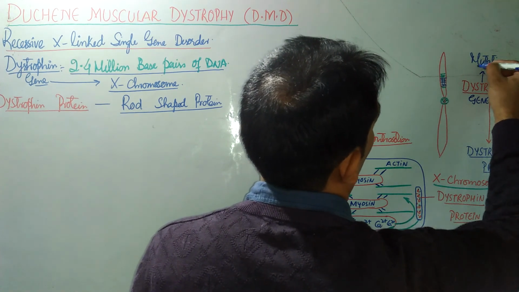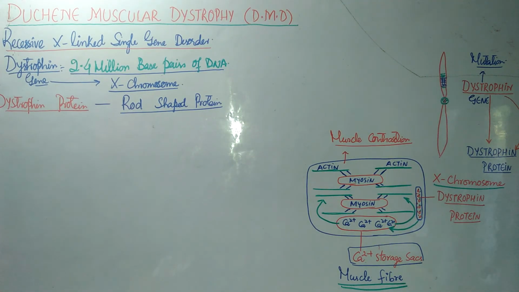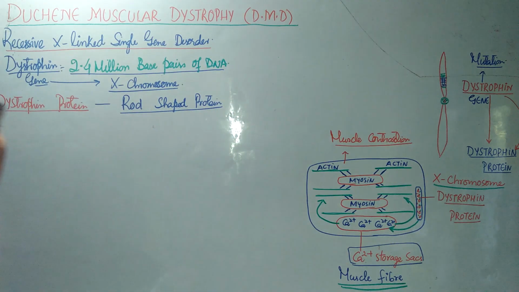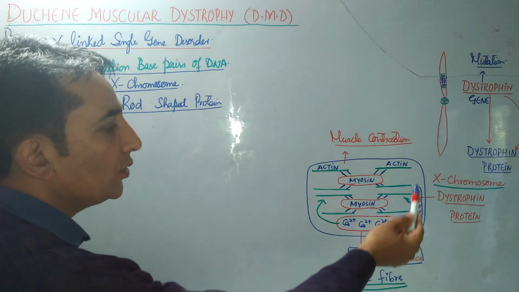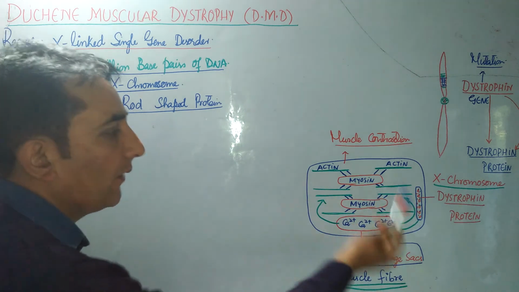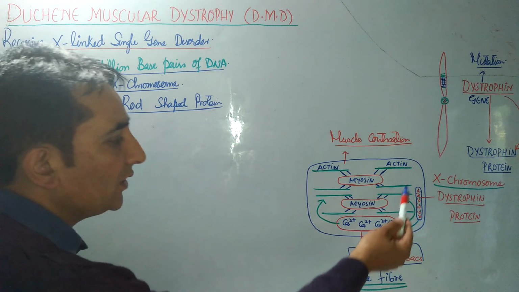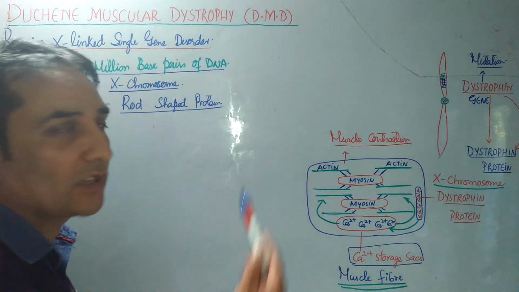Now we have to understand what will happen. If this dystrophin gene undergoes mutation, the dystrophin protein will not be formed. As a result, it used to have a function over here. When it is not formed, this function will suffer. There will be no protein to relay the signals to the calcium storage sacs present inside the myocytes.